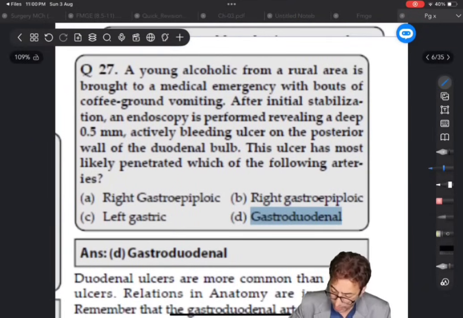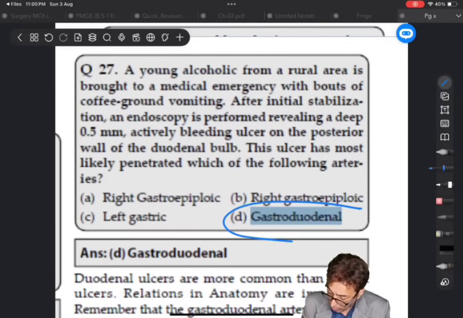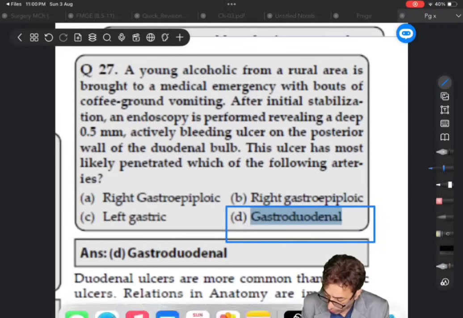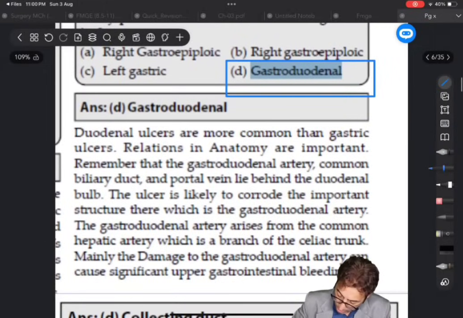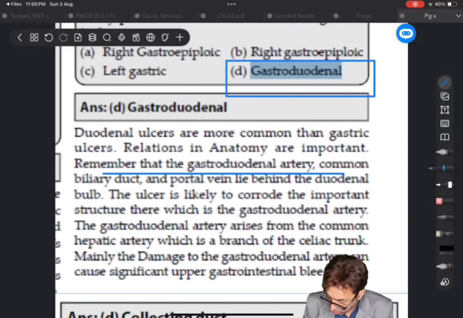Then the third question asked was in relation to the epiploic foramen: which vessel perforates and causes ulceration, which artery perforates. You have to remember that I had already emphasized the gastroduodenal artery. The gastroduodenal artery is one important vessel in which ulcers corrode the important structure in there, and it arises from the common hepatic artery.